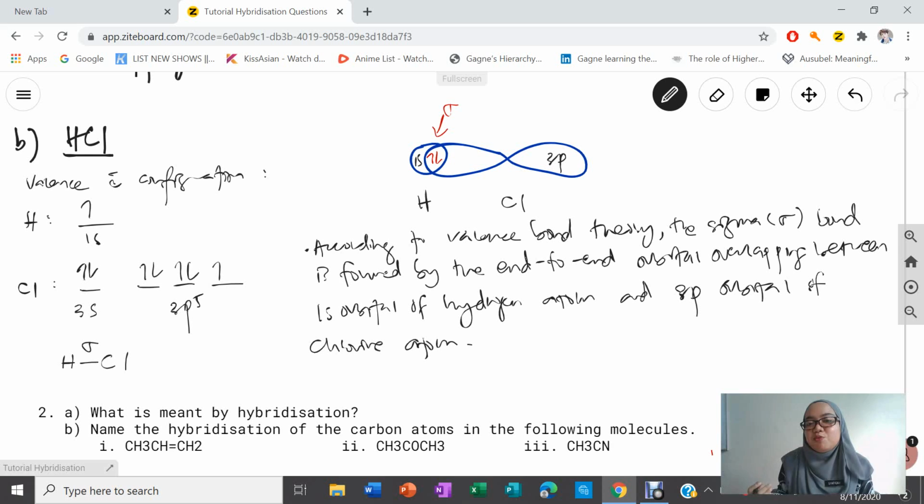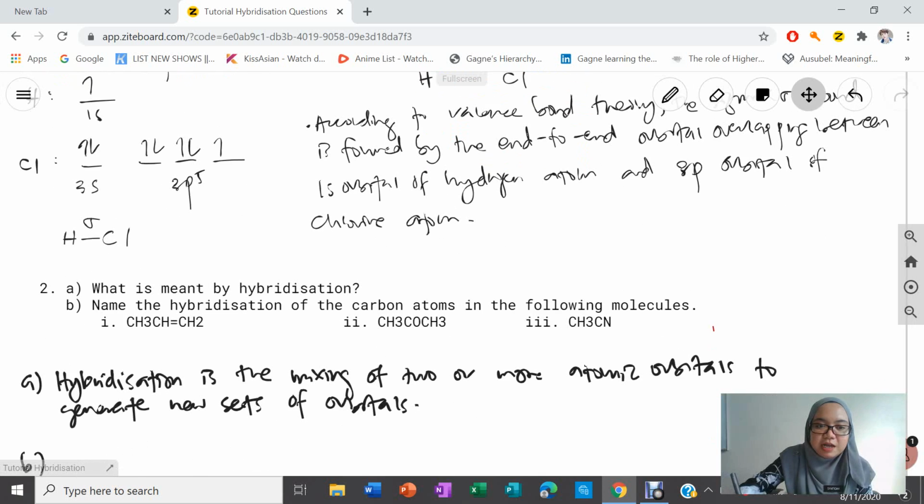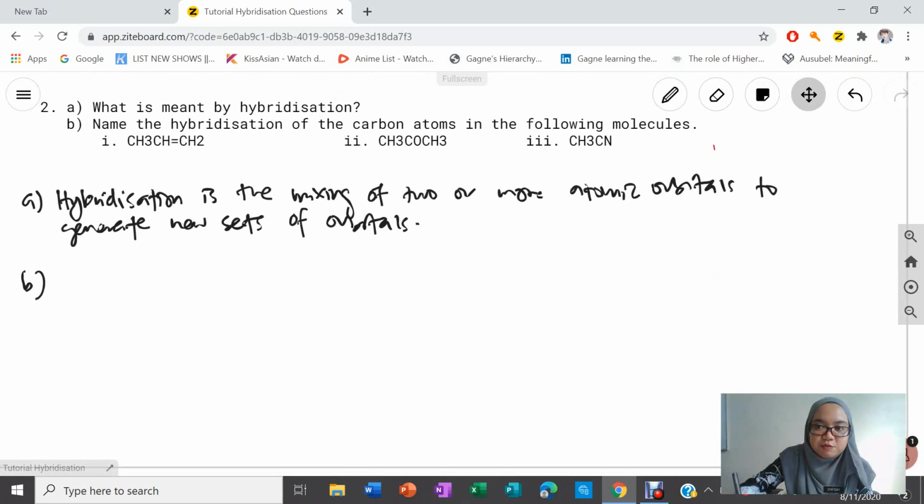You have to explain what orbital is overlapped with what orbital to form the sigma bond. Okay? Are you clear? Alright, I hope you guys are very clear on this explanation. Okay, so now let us move on to question number 2.